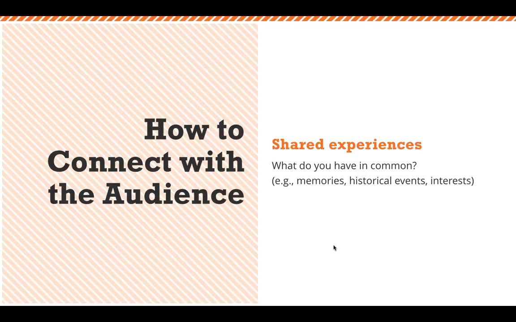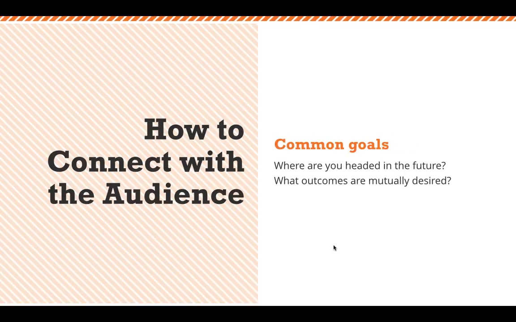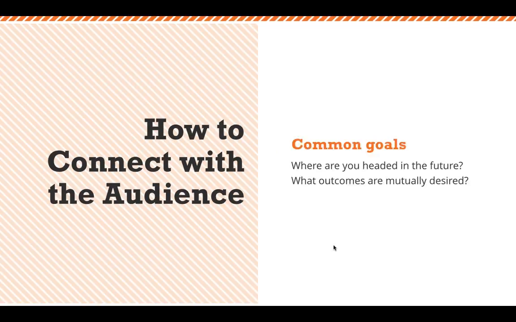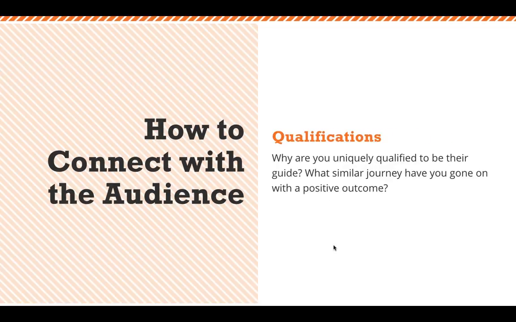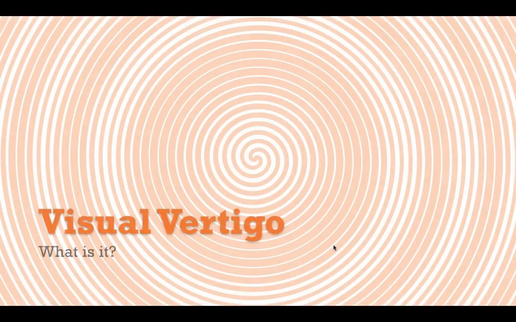We have different methods, different ways to connect with our audience: memories, historical events, interests, thoughtful questions, metaphors. We have common goals with our audience, right? We're trying to lead them to something that we want to share, but that's also useful for them. In other words, outcomes that are mutually desired, which is exactly what you're doing when you're an employee looking to join an employer. We've already covered this, qualifications. We already covered this as well.